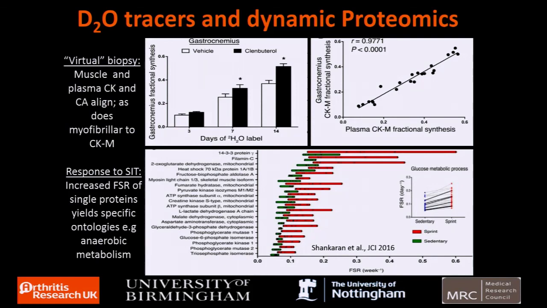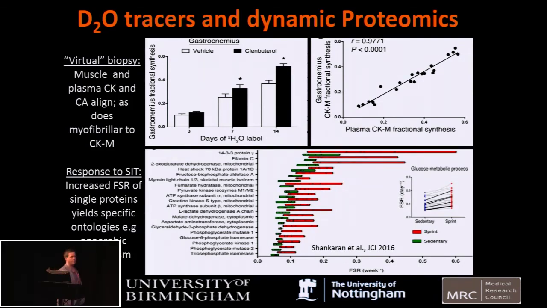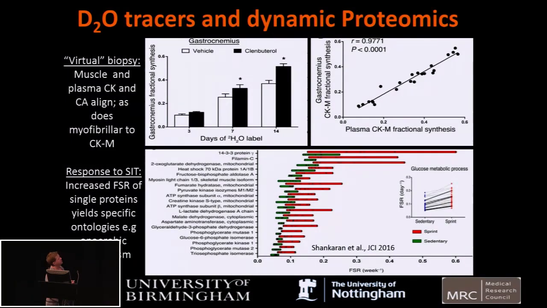They took that a step further by looking at a load in response to sprint interval training in humans, and they looked at FSR of different individual proteins. They do a typical tryptic digest in order to isolate the proteins, but then not just identify the proteins, but identify the enrichment of deuterium in these particular peptides. What that allows you to do is generate a list of proteins and a calculation and extrapolation of their synthesis rates. They found a number of proteins here, just as an example, that were induced in response to sprint interval training.